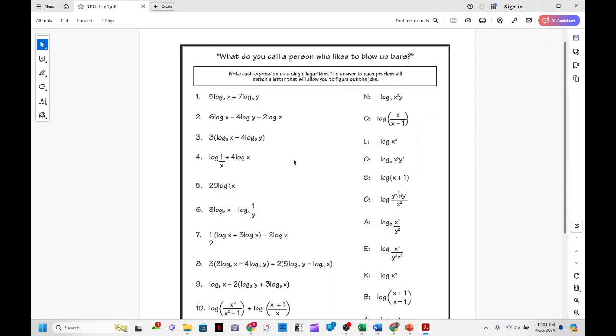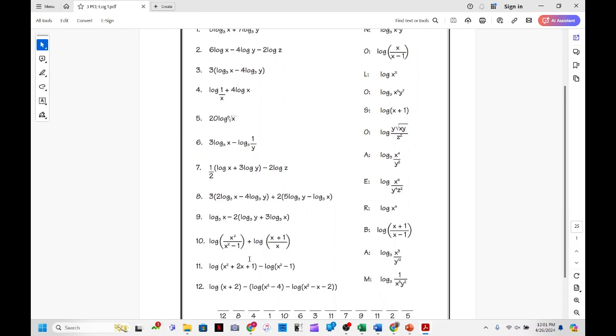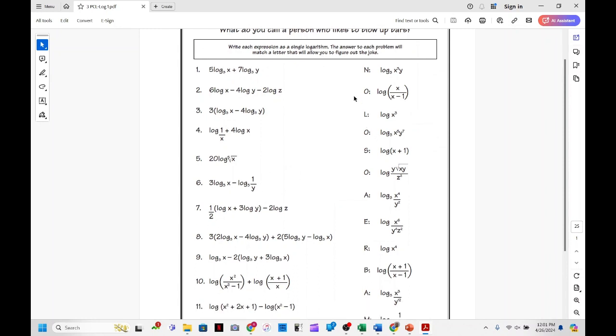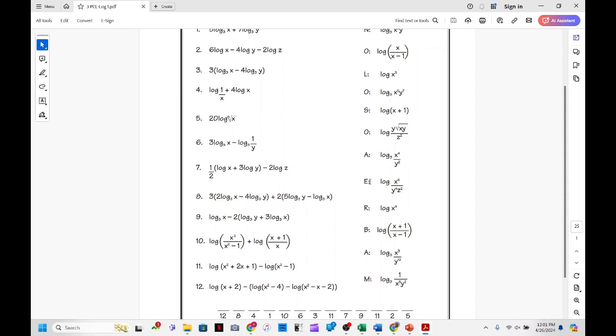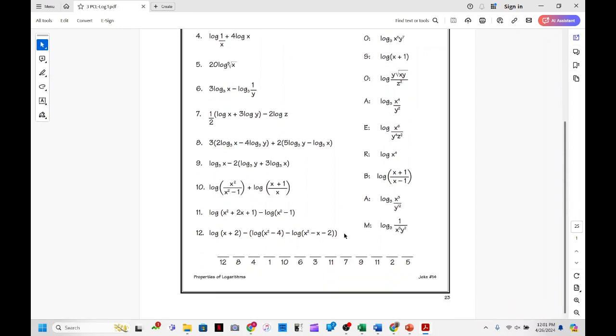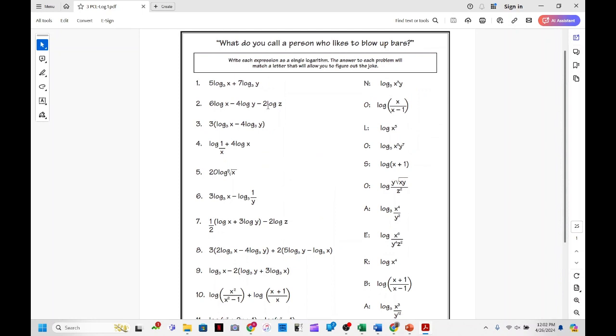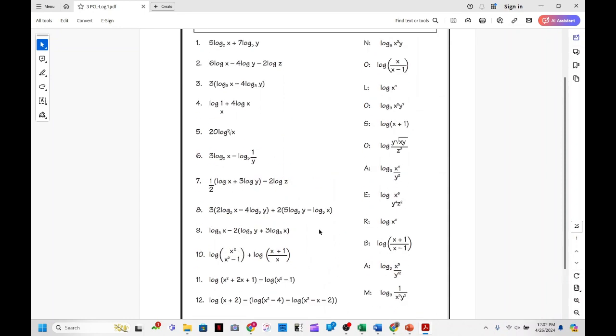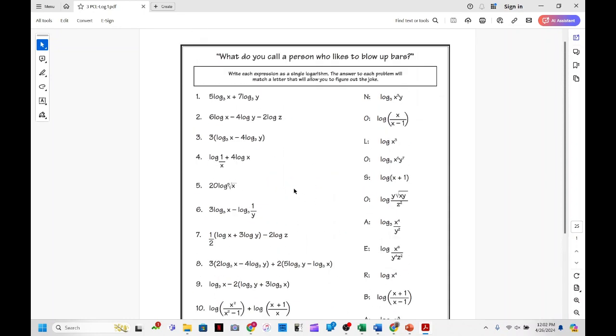So the idea here is that we've got a bunch of logarithmic expressions that they want us to combine into a single logarithm, and then match it with one of the expressions over here on the right. Whatever letter that is, we're just going to put that letter above the appropriate number down below. So if I do number 1, for example, and the answer is this A right here, I would put an A above this 1 here. I don't know if that is the answer. I guess we'll find out. So let's dig a little deeper into this one and see what we get.